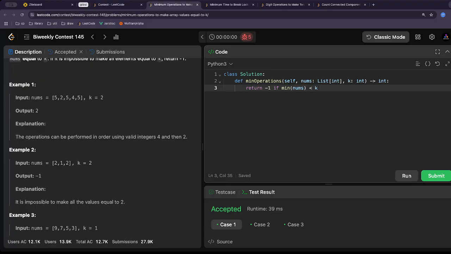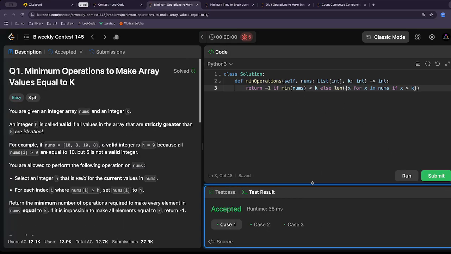So now what do we want? We want the number of unique numbers that are greater than k. Remember that usually when you want to count unique values, you use the length of a set. So one idea would be to just filter the x's that are greater than k. We want to ignore the values equal to k because those don't require any operation. And so this should work.